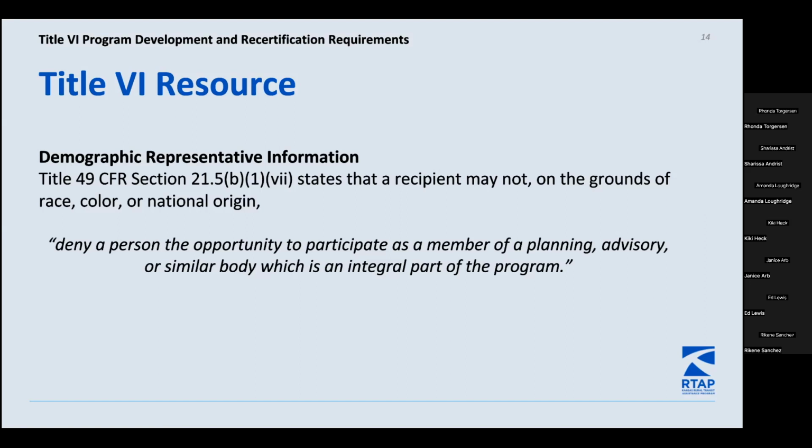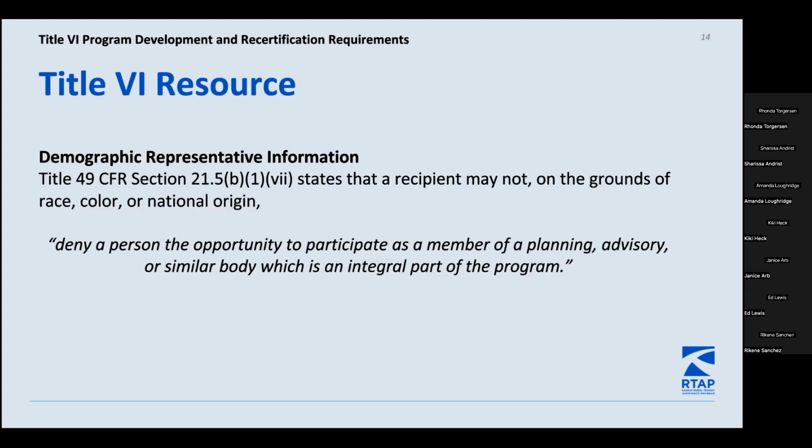So the next thing we're going to cover is demographic representative information. And I know that KDOT has received a few questions about this one, so I'll kind of cover this a little bit. But agencies that have transit-related, non-elected planning boards, advisory councils, or committees, or anything of the like. So any board, committee, council that is related to the transit services you provide, like the membership of which is selected by the recipient. So that's an important component if they have to be elected.